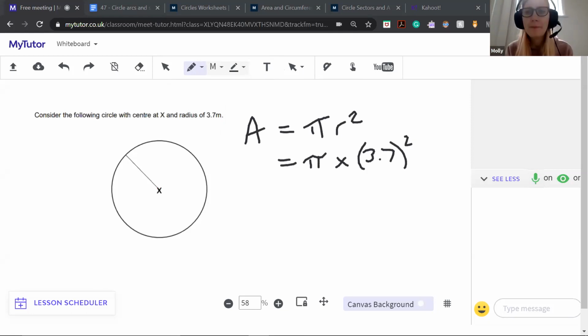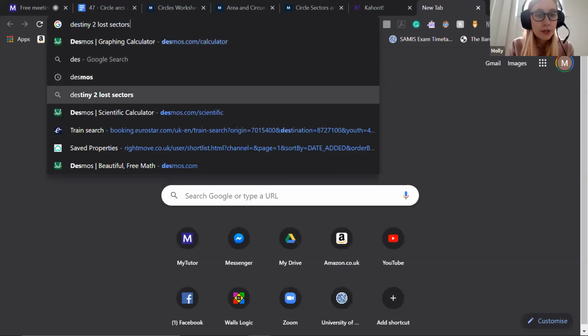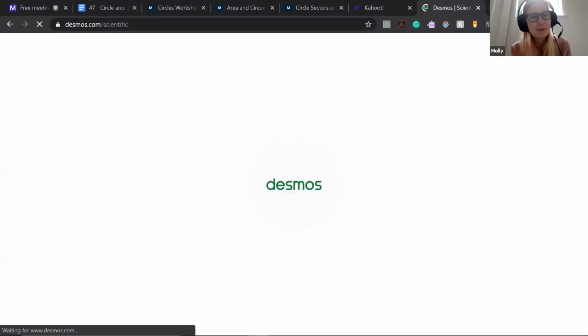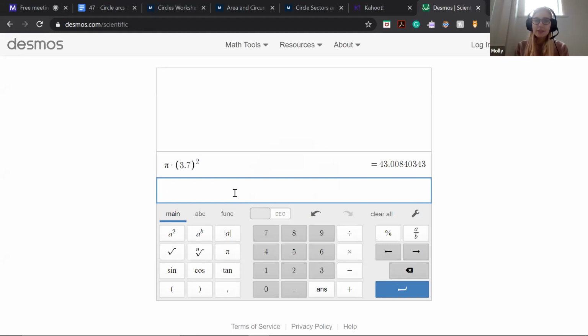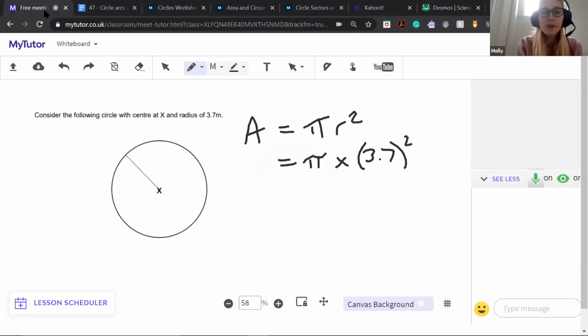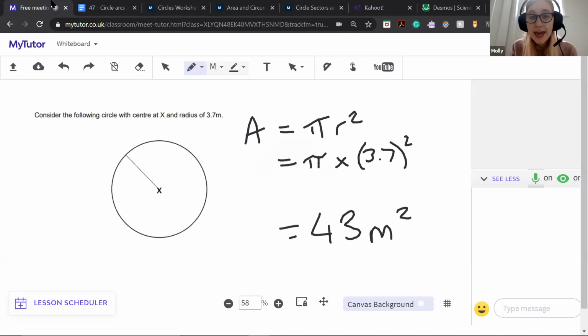I'm not sure about all calculators, but I'm going to use a Desmos calculator because, as we know, I'm a big fan of Desmos. And you'll see there's just a button for it here. So pi times 3.7 squared. That's all you need to put. And then it will give it to us like this. So 43.008. I'm going to round that to 43, and then just make sure we put in our units. So that's going to be meters squared because it's an area. Yeah, brilliant. And people started to get that, which is fantastic.